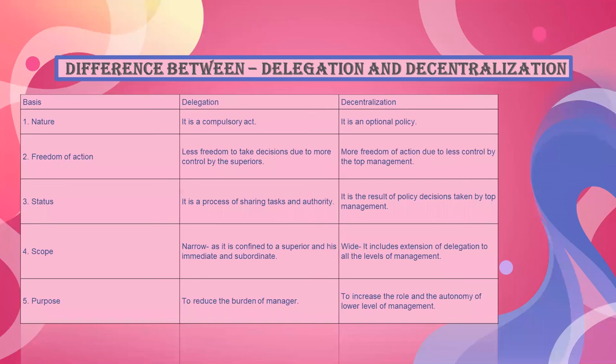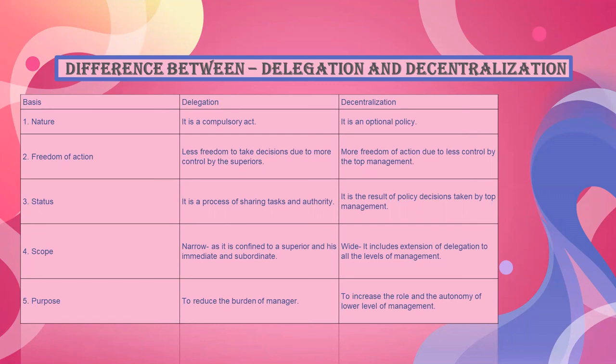Now, there is a difference between delegation and decentralization. Delegation is a compulsory act, but decentralization is optional. We can always keep the authority at the top level, or distribute it among the levels of management. That is up to us. Now, the freedom of action. In delegation there is less freedom, but in decentralization there is more freedom due to less control by the top management.